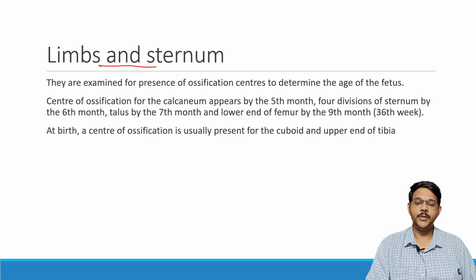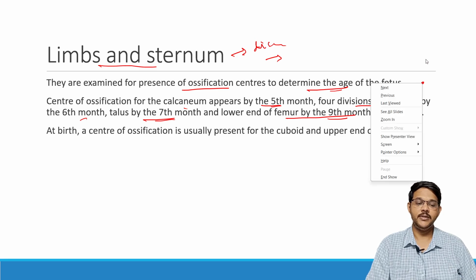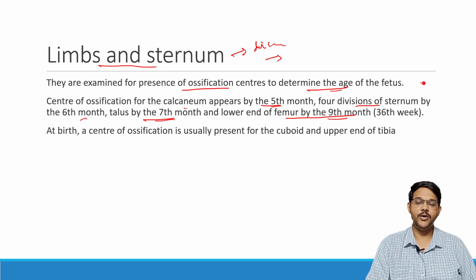Limbs and sternum are particularly dissected in the case of infants to determine the age of the fetus. They are examined for the presence of ossification centers. Usually, the center for ossification of the calcaneum appears by the 5th month, four divisions of the sternum by the 6th month, talus by the 7th month, and the lower end of the femur by the 9th month. Ossification centers in cartilage look like a white patch inside the cartilage. The cartilage will be transparent, but if ossification centers are present, they look like white chalky material inside the joint.